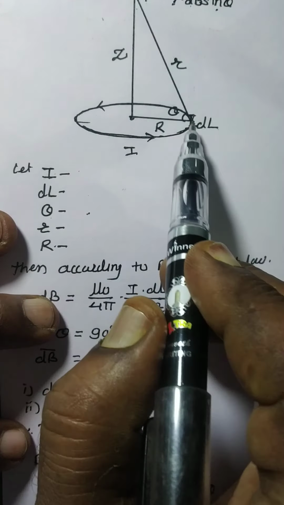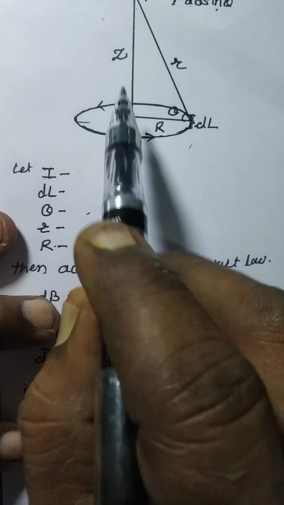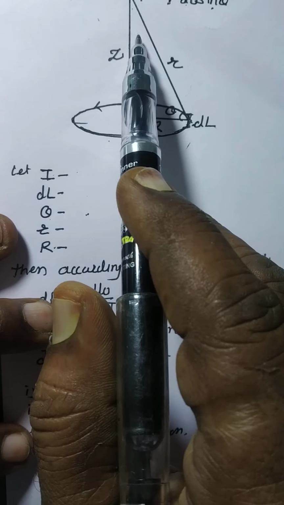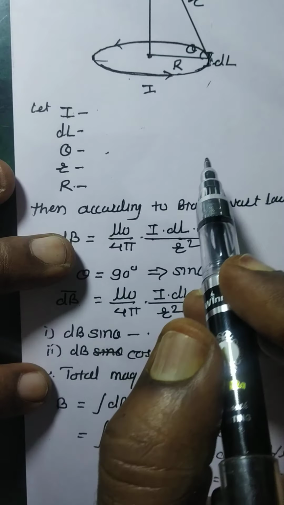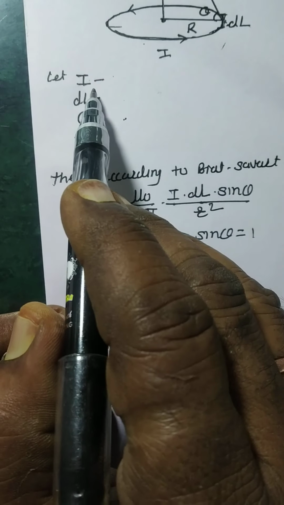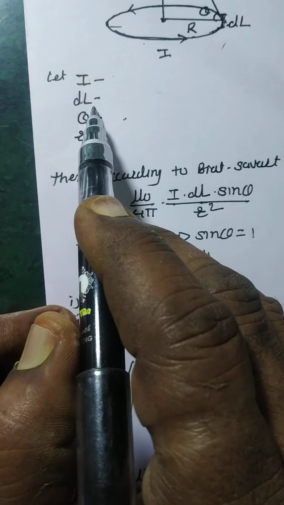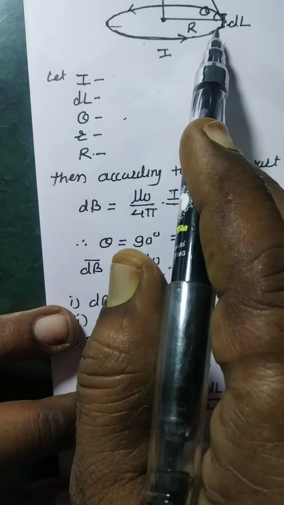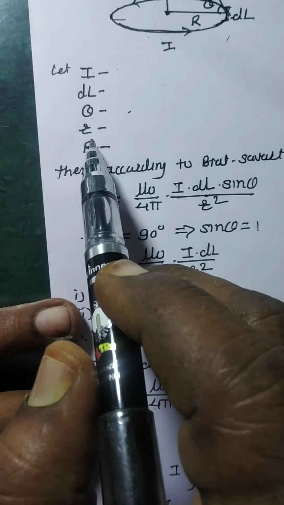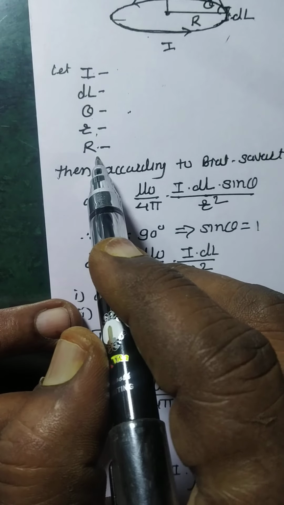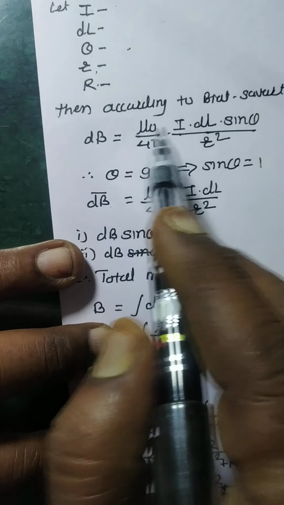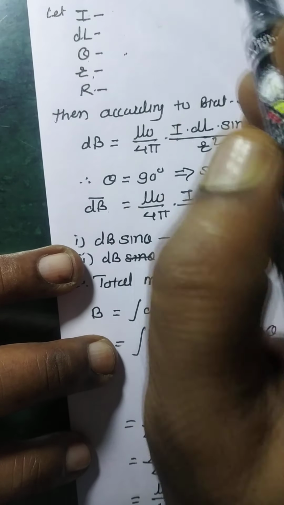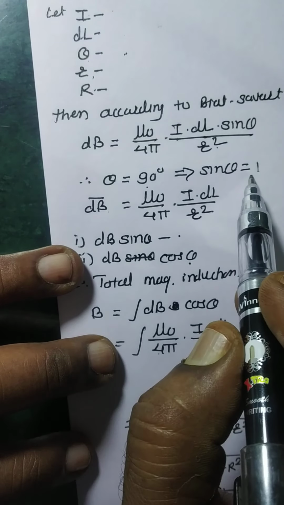Suppose this one is a current carrying circular coil. Let P be any point at distance z along the axis at which magnetic induction is to be determined. I is the current flowing through the coil, dl is the length of a small element of the coil, theta is the angle between the line joining the center of the element to point P, r is the distance, and capital R is the radius of the coil. Then according to Biot-Savart law, but the length of the element is perpendicular to r, therefore angle theta is 90, sin theta is 1.